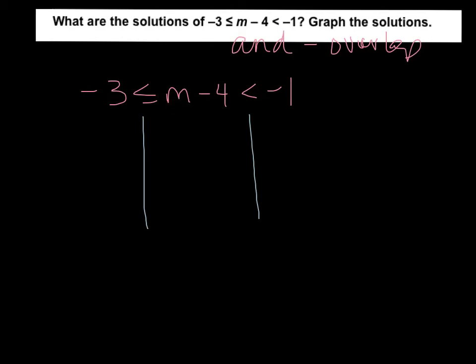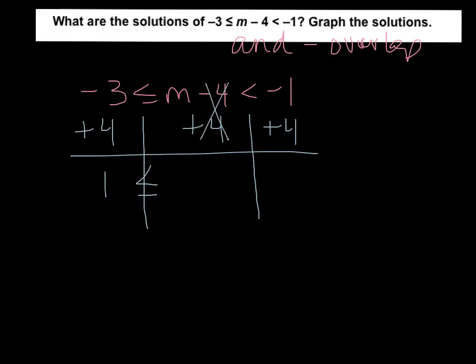So I want to get rid of what's in this side of the equation with my variable. So I need to get rid of the minus 4. So I'm going to add 4. Now I also need to add 4 here and here. Okay? So negative 3 plus 4 is 1. I'm going to bring down my inequality. Okay, m is left, and then negative 1 plus 4 is 3.